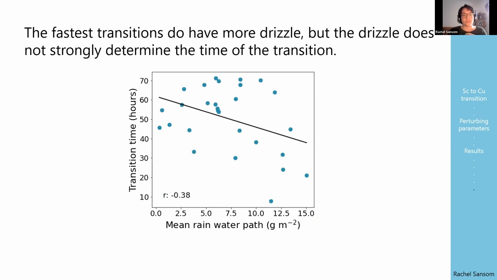So looking at that relationship with transition time, we do find that the fastest transitions have more drizzle, but as you can see from this scatter plot, the drizzle doesn't very strongly determine the time of the transition.